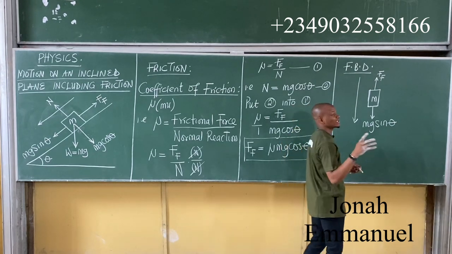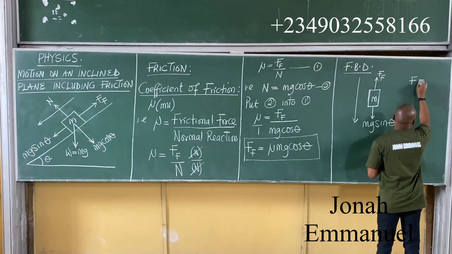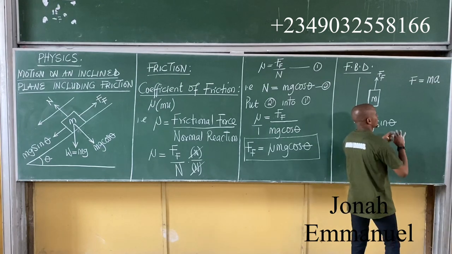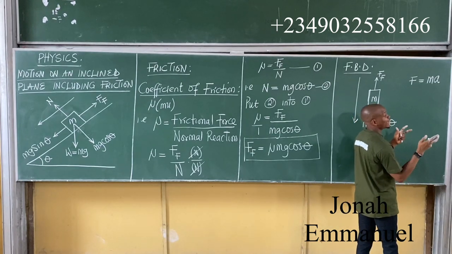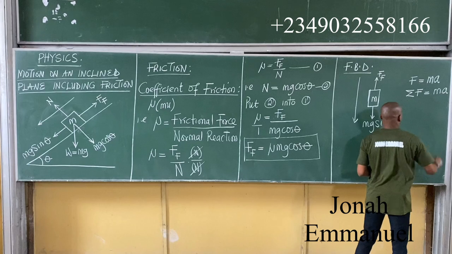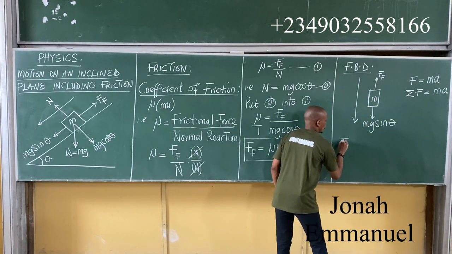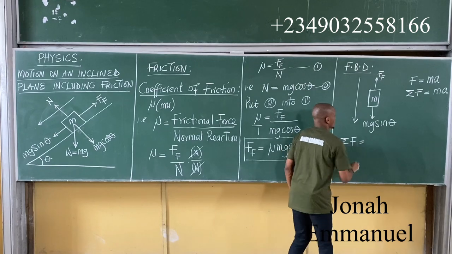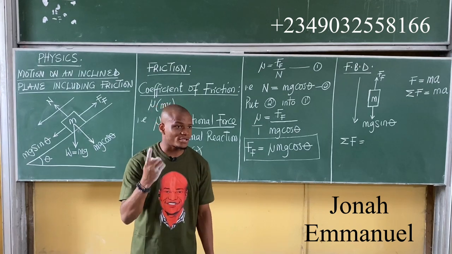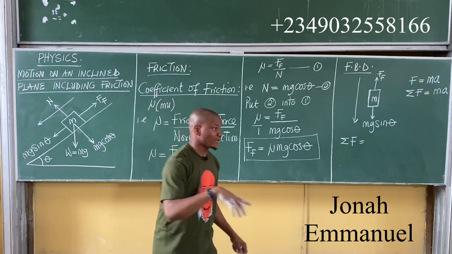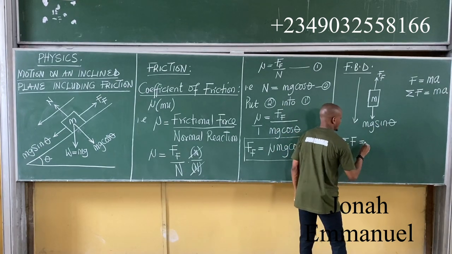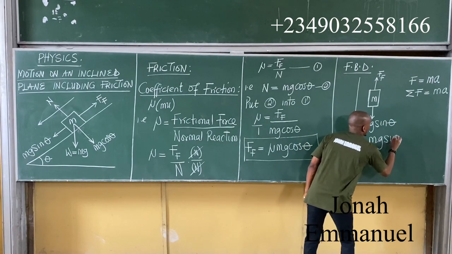Now recall we said that force is equal to mass times acceleration from Newton's second law. For a conglomerate of forces, that's many forces acting together, the sum of forces is equal to ma. To get the sum of forces, if the force is going in that direction it becomes positive, and opposite becomes negative. So this one is going in this direction, so it becomes positive, and I'm having mg sine theta.